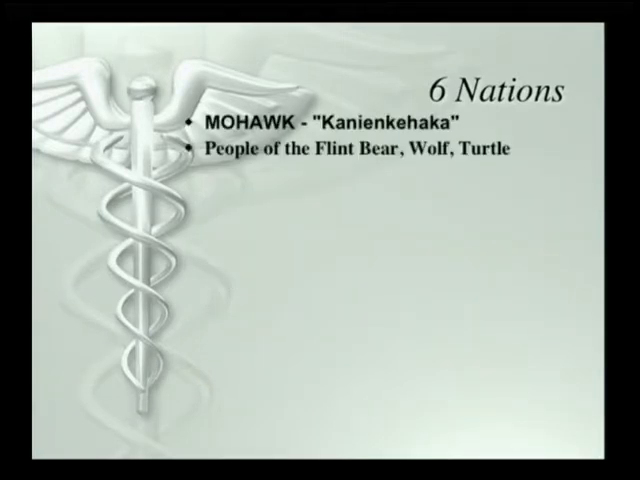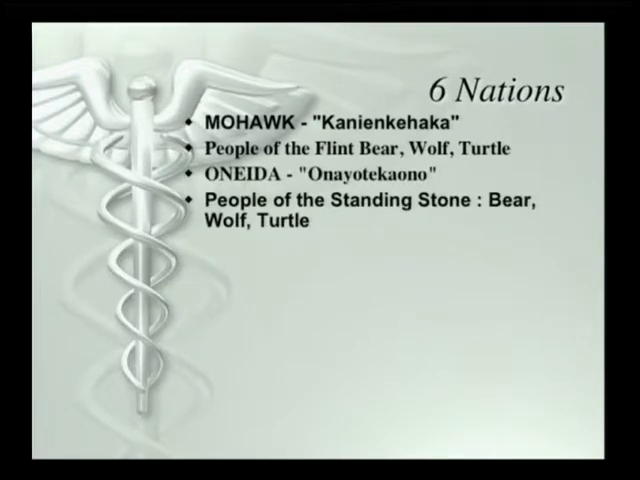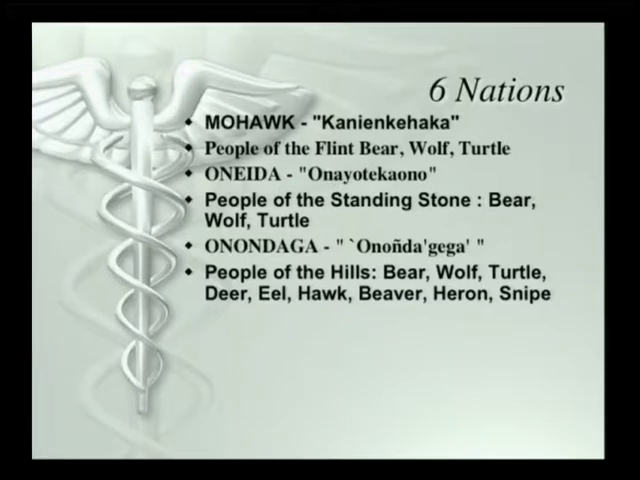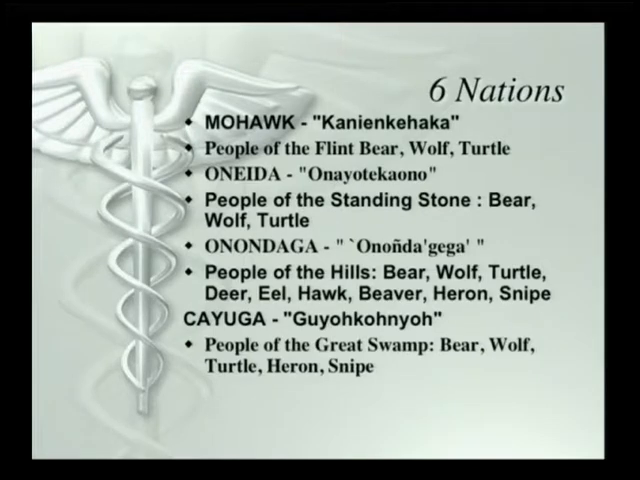So the Mohawk were a people of the Flint, which is what Kanienkehaka means, people of the Flint. They have bear, wolf, and turtle clans. The Oneida, people of the Standing Stone, also bear, wolf, and turtle. The Onondaga, people of the hills: bear, wolf, turtle, deer, eel, hawk, beaver, heron, snipe. Cayuga, people of the Great Swamp: bear, wolf, turtle, heron, and snipe.